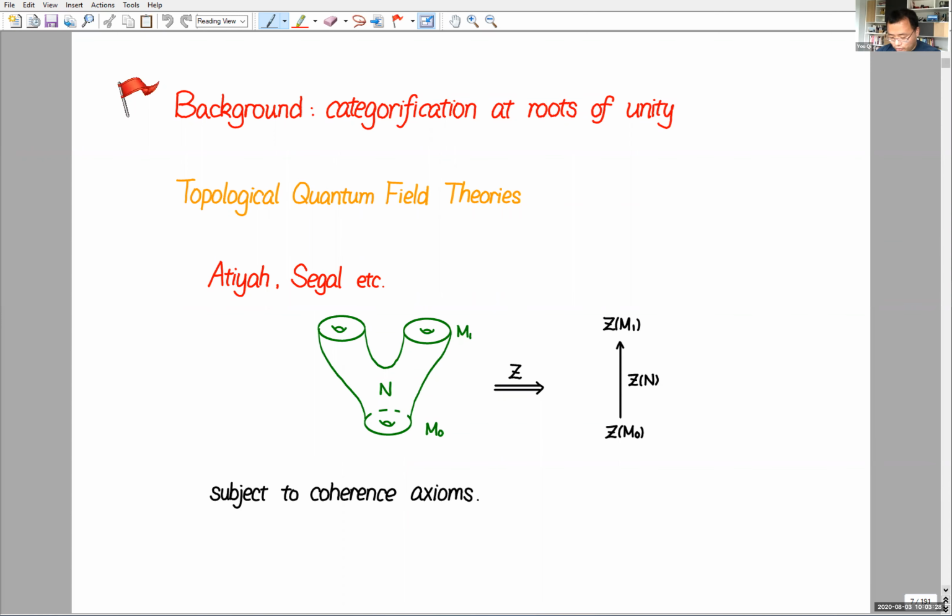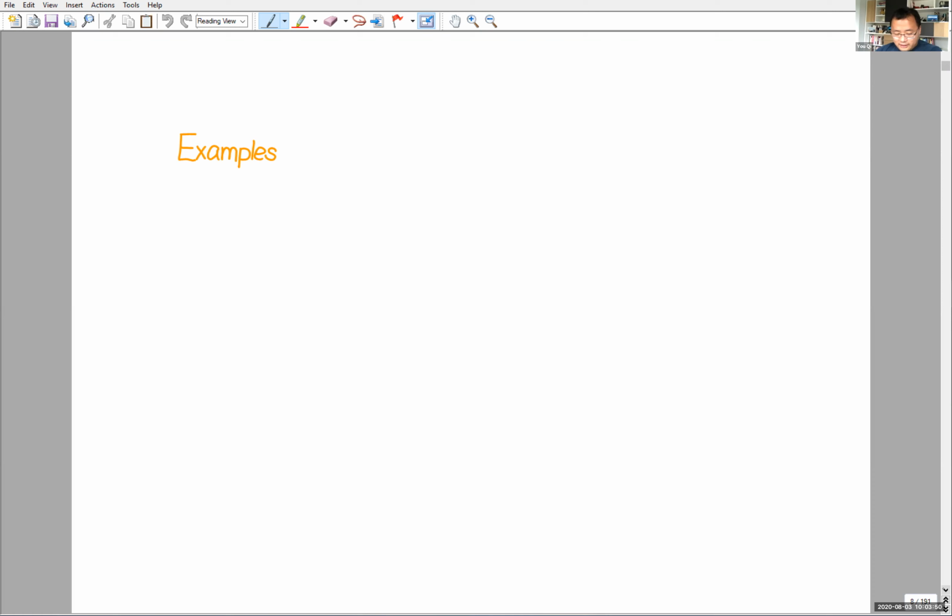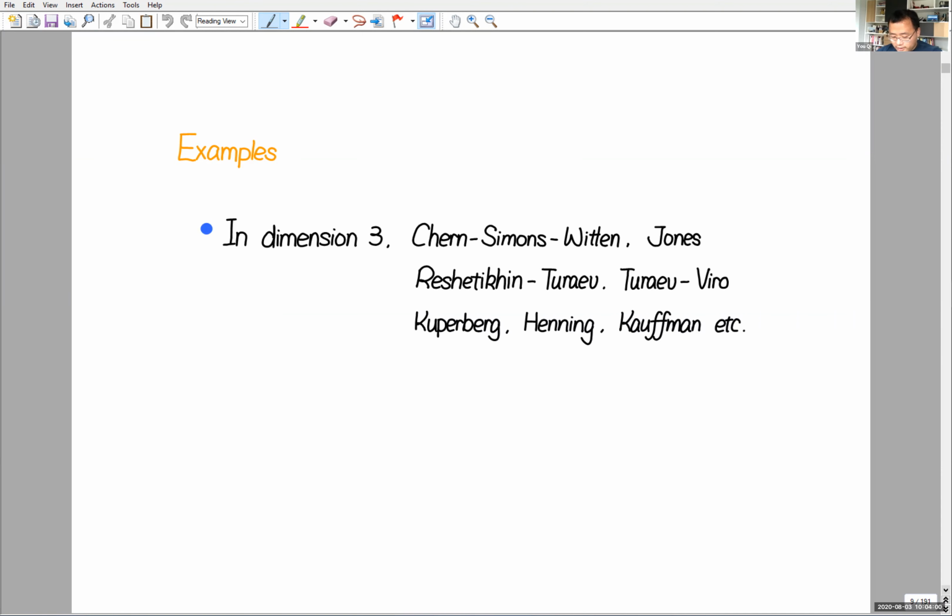Atiyah and Segal defined certain coherence axioms of these quantum field theories. I'll refer you to Atiyah's famous article on topological quantum field theory, introducing the celebrated work of Jones, Witten, etc. As an introduction. By the late 80s and early 90s, there were many famous examples established in dimensions 3 and 4. In dimension 3, we have the famous Chern-Simons-Witten and Jones theory, which can be described using quantum groups at roots of unity.